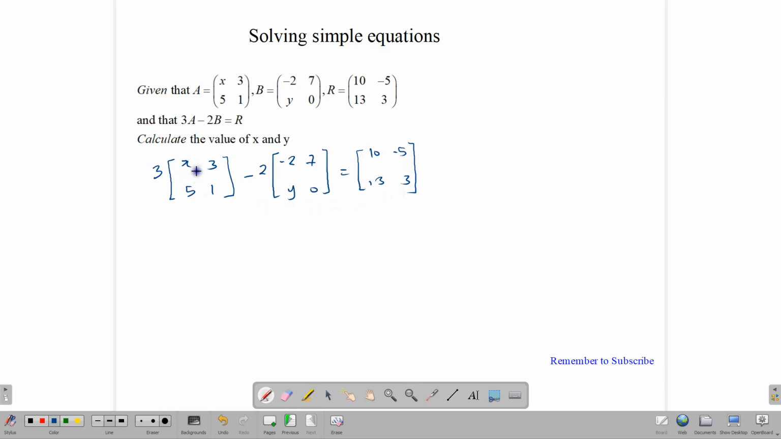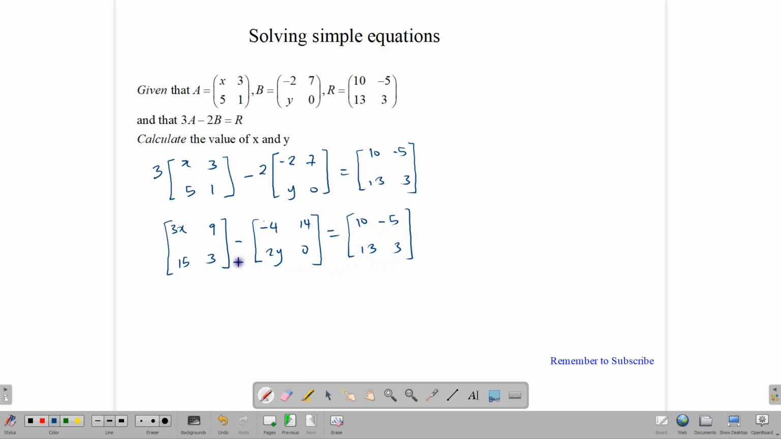Now let's multiply this out. This will give us 3x, and 3 times 3 gives us 9, 3 times 5 gives us 15, and 3 times 1 gives us 3, minus, let's multiply this one, 2 times negative 2 is negative 4, and 2 times 7 gives us 14, and 2 times y gives us 2y, and 2 times 0 is 0, and that is supposed to give us [10, -5; 13, 3]. All right, we've set it up.